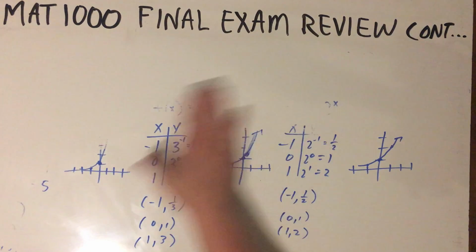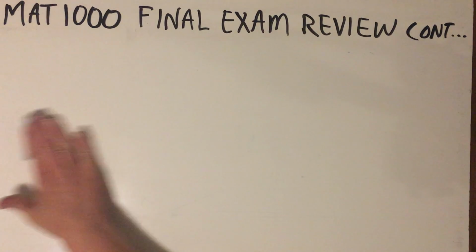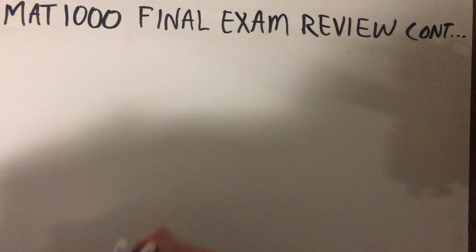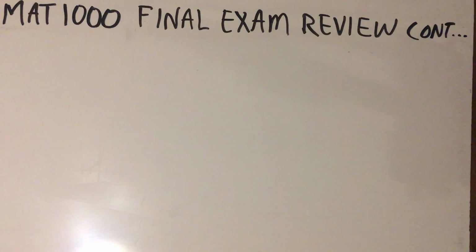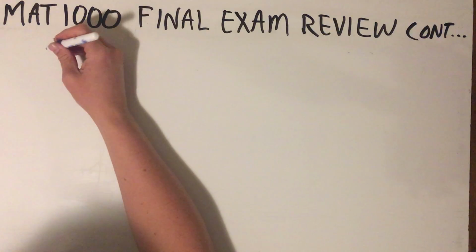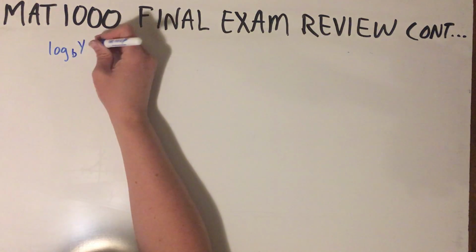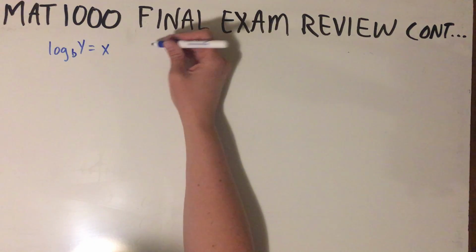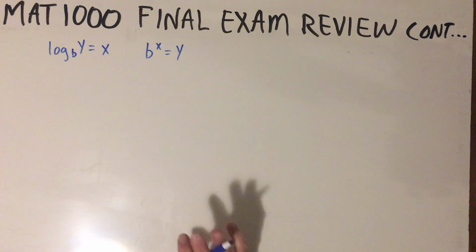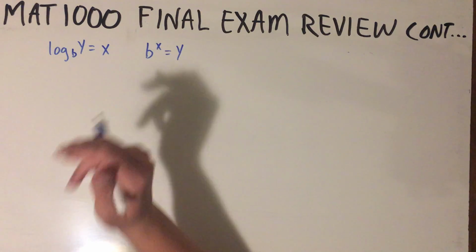All right, so now we're going to talk about logs, which are the inverse of exponentials. The only rule that you are going to need to focus on and really understand is that log base b of y is equal to x. And that means that b to the x is equal to y. Now, whether I use y or x here doesn't matter. These are just variables. I could use an a and a c or a d and a p.